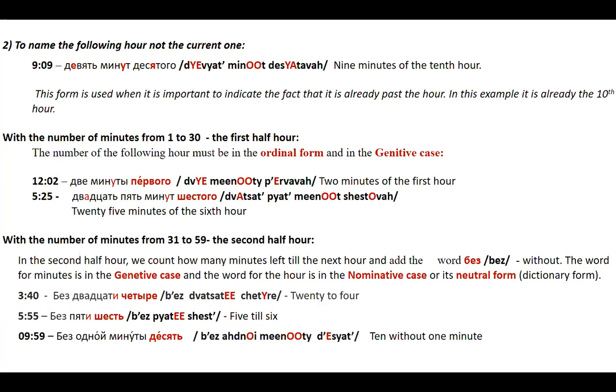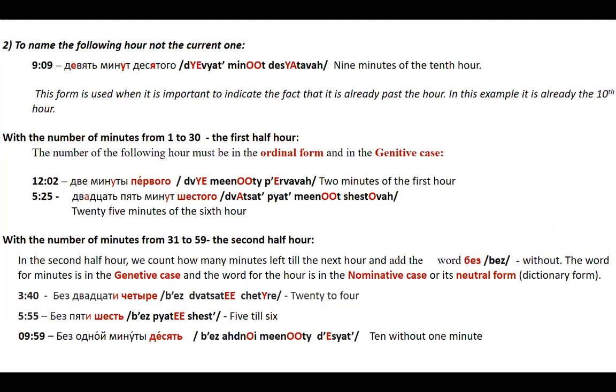9:09, 9 minutes of the hour. So here is a rule. With the number of minutes from 1 to 30, the first half hour, the first part of the hour, the number of the following hour has to be in the ordinal form and in genitive case.